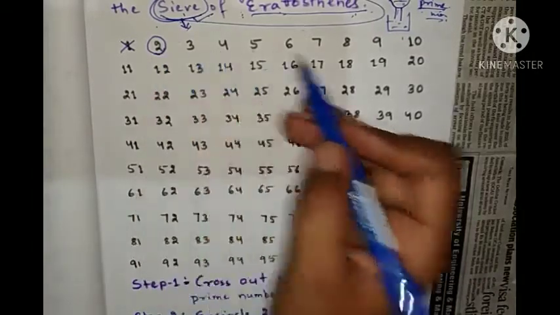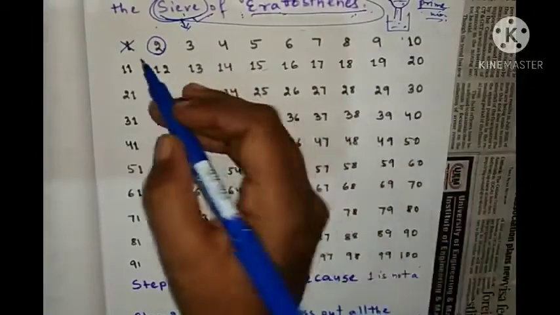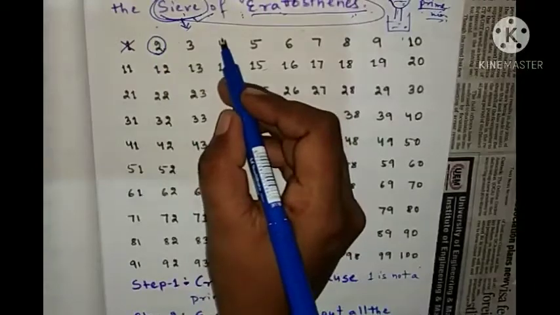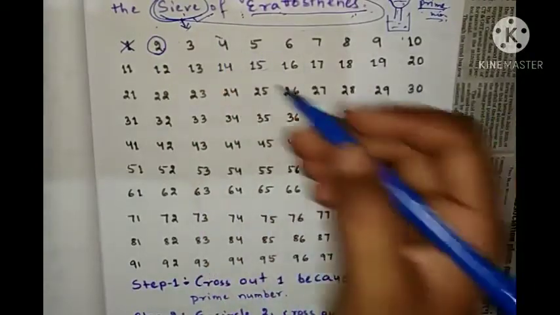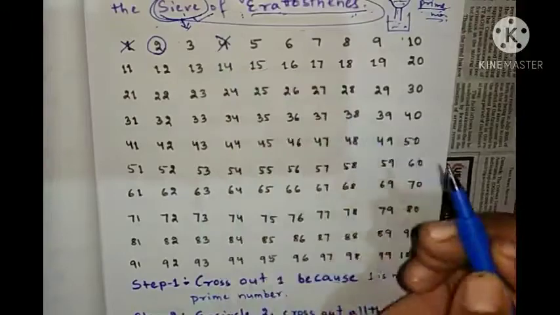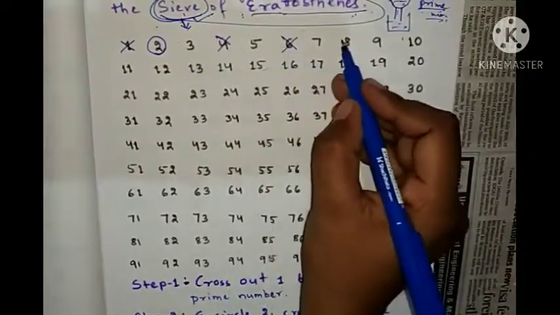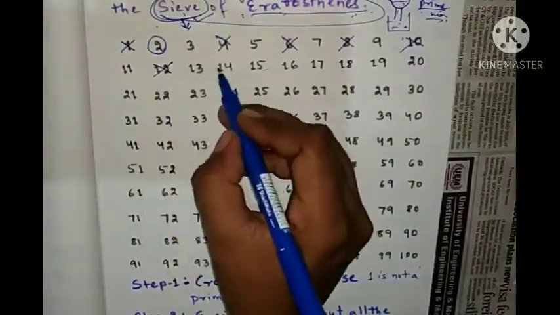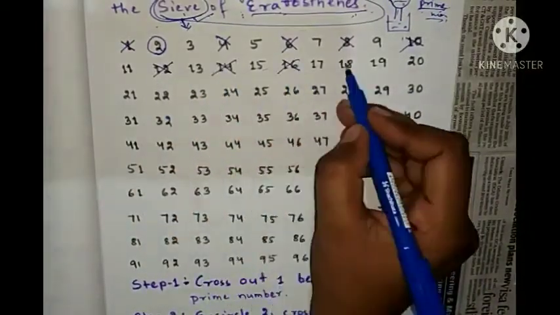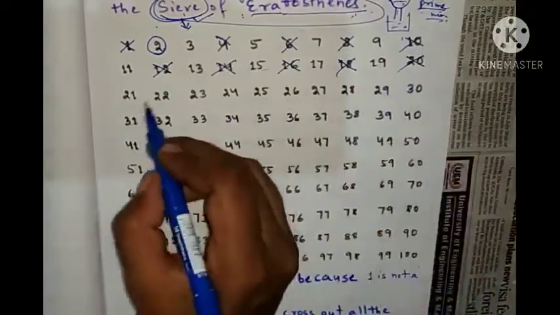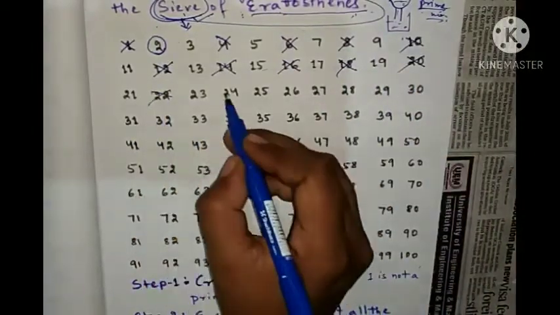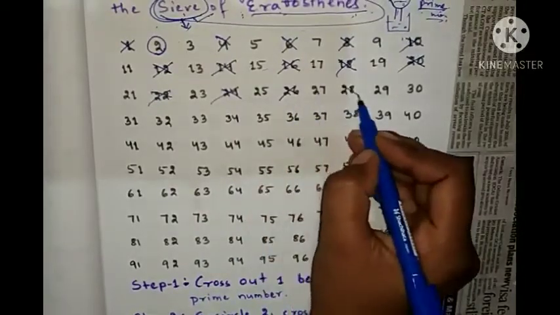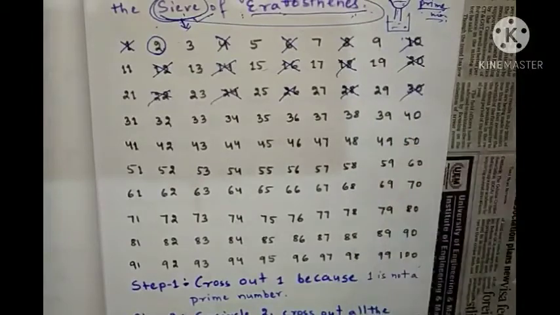Cross out the multiples of 2, but not 2 itself. So the multiples of 2: 2 ones are 2, 2 twos are 4, 2 threes are 6, 2 fours are 8, 2 fives are 10, 2 sixes are 12, 2 sevens are 14, 2 eights are 16, 2 nines are 18, 2 tens are 20, 2 into 11 is 22, 2 into 12 is 24, like that. These are the multiples of 2.